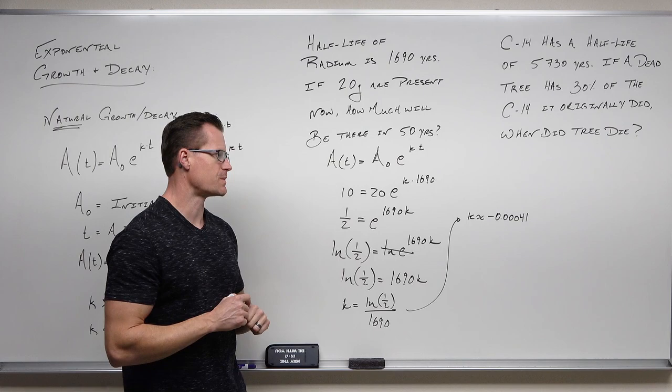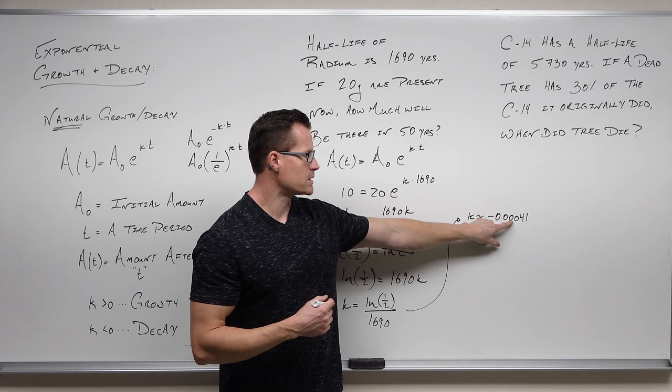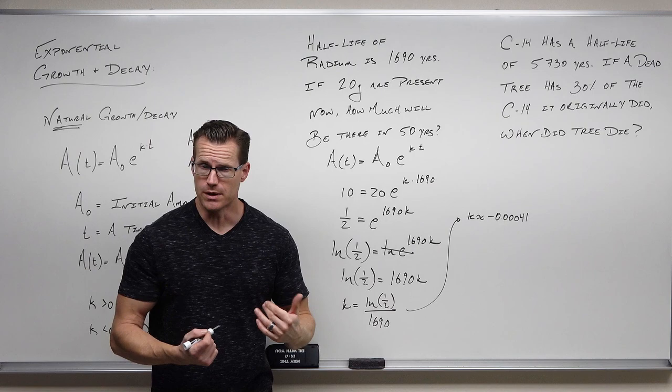That is the rate of decrease. This radium is decreasing at the rate of 0.041% per year. That is what that means. Not very quick. That's why it takes 1690 years to lose half of it. So what that means for us, we can put this back into our formula.